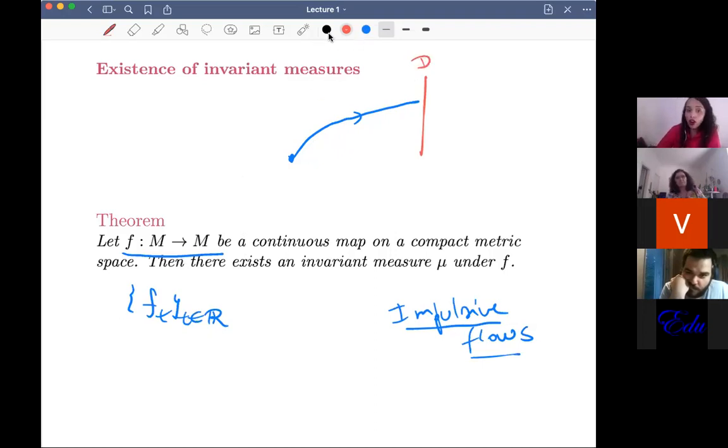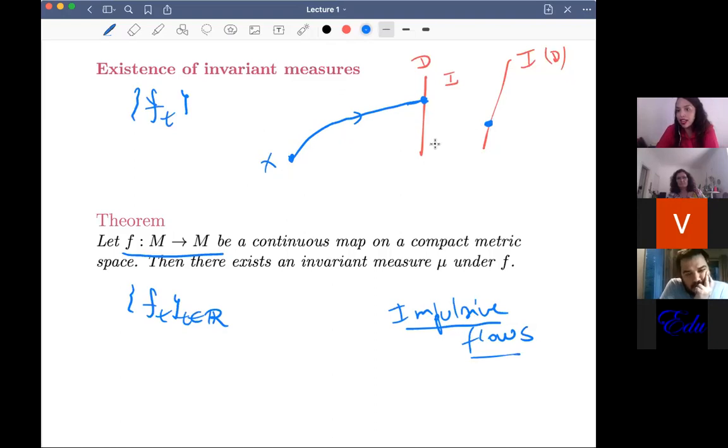And then you walk on your flow. Once your flow hits the set, the trajectory hits the set, it jumps. Let's say that it jumps to another set, and it jumps using some map I, that's your impulse. Let's say that it jumps here. Okay, you came with the flow, you start, and if you started with a flow, let's say f_t, for each point passes a trajectory.